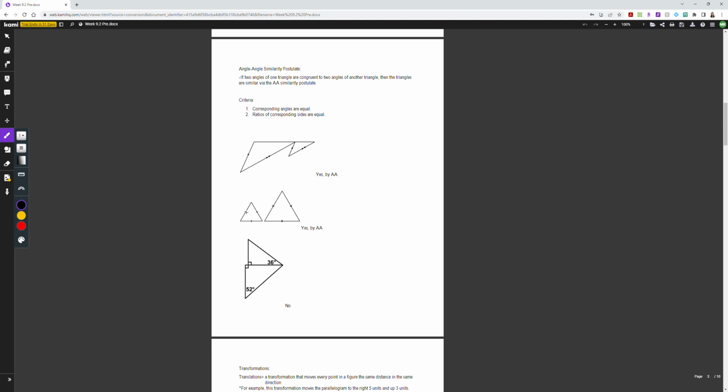Same thing with this. This corresponds to this, and this corresponds to this. We know that their angles are going to be the same because it's an equilateral triangle. These two are, right? So that means their angles are all going to be 60. So yes, this is also going to be similar by AA. Now this, as you can see, their angles are different, and not only that, the ratios of their corresponding sides are not going to be equal, which is why this is not similar, nor is it congruent either.